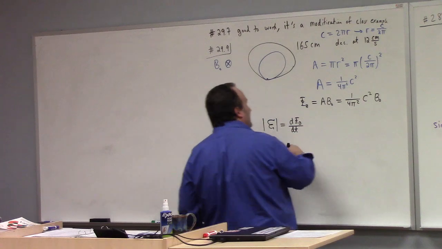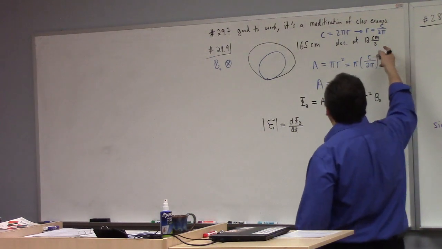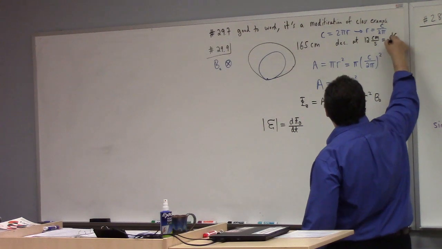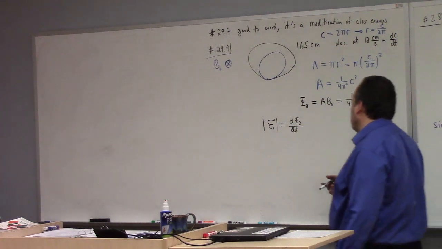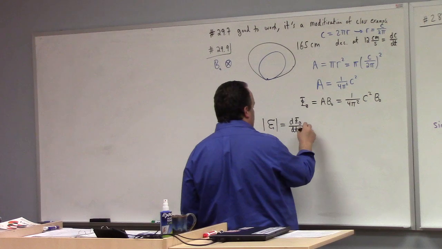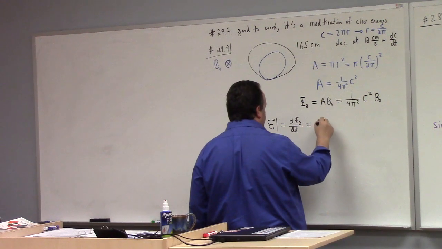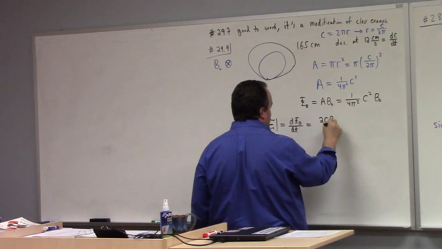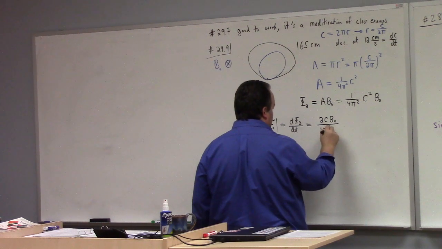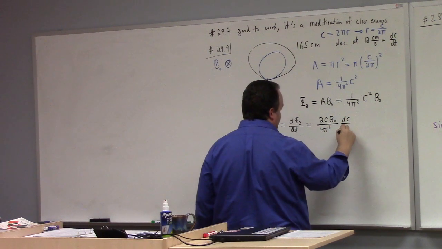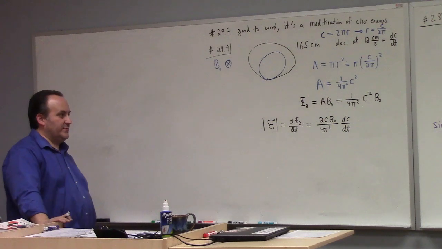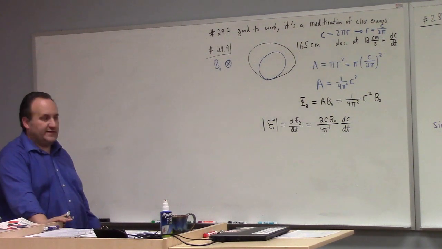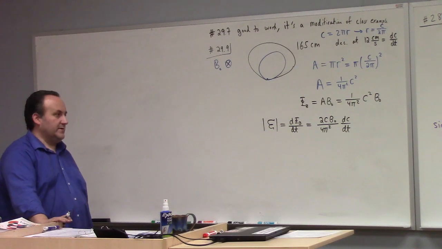If you like, I could put a minus here. What is 12 centimeters per second? You understand that that is dc dt? Because that's the rate at which the circumference is changing. We're told that the circumference is changing. So d phi B dt is actually 2c B naught over 4 pi squared times dc dt. Did you see what I did there? I'm doing the chain rule because c is a function of time. This is a lot like the calculus 1 related rates problem, right?